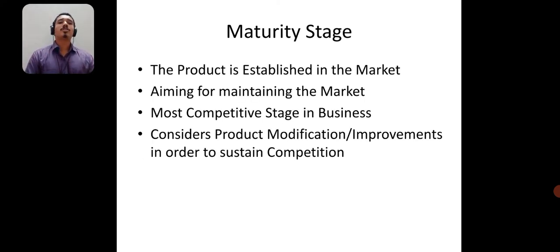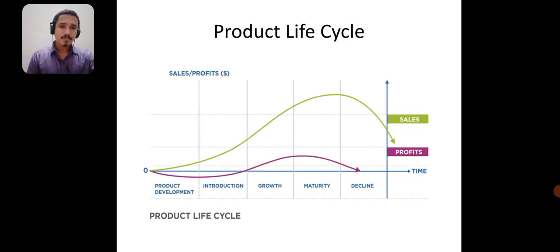Next one is the maturity stage. So this is the stage which comes in a stagnant mode, right? We have seen that in the picture here, right? In this maturity stage, the sales as well as the profits are not going up, neither are they coming down, it is somewhere in the middle.